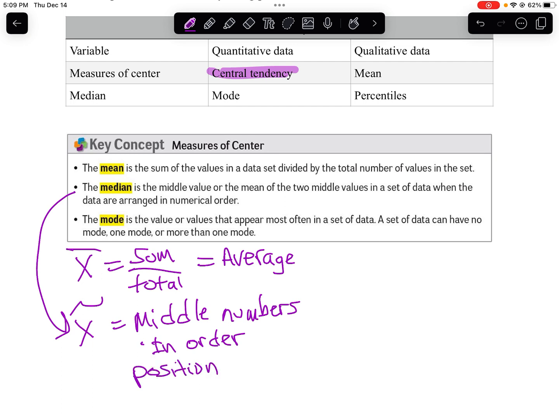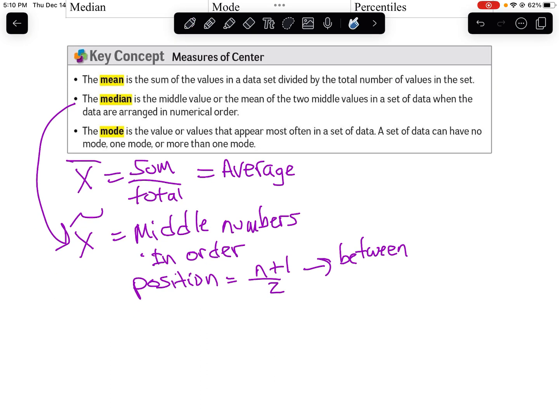We're going to count how many numbers we have, n. We're going to add 1, and we'll divide by 2. If it's a whole number, that's it. If it's a decimal, it will be between those two. So for example, if I do n plus 1 and divide it by 2, let's say I get 11.5. That means my median is between the 11th number and the 12th number, so I would add those two if they're different and take the average of them.